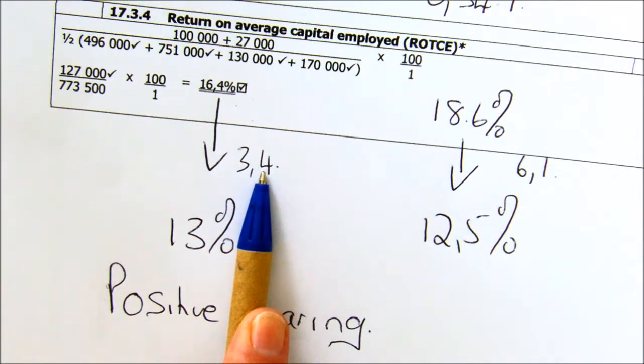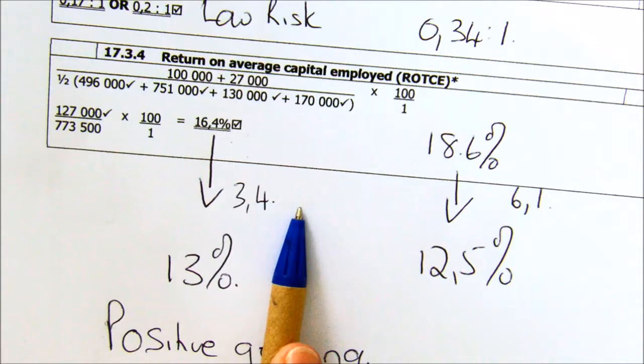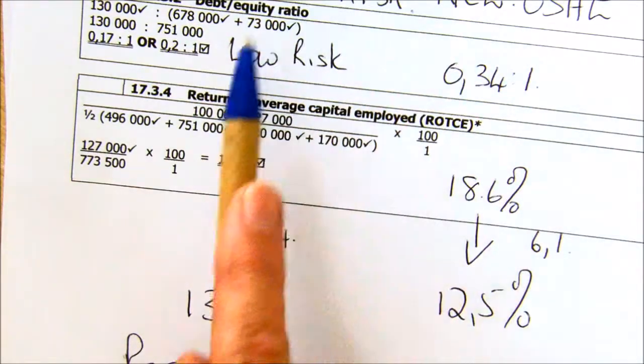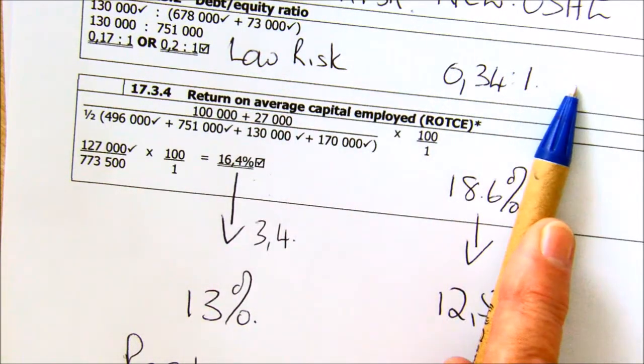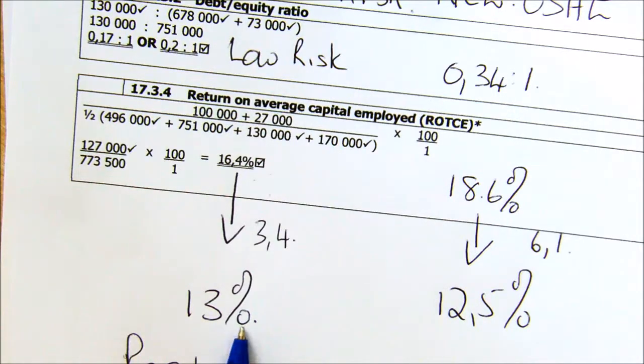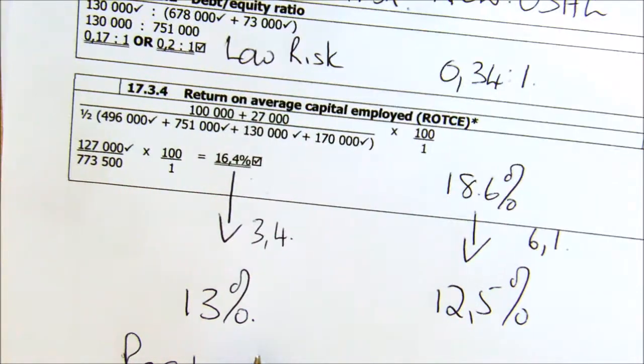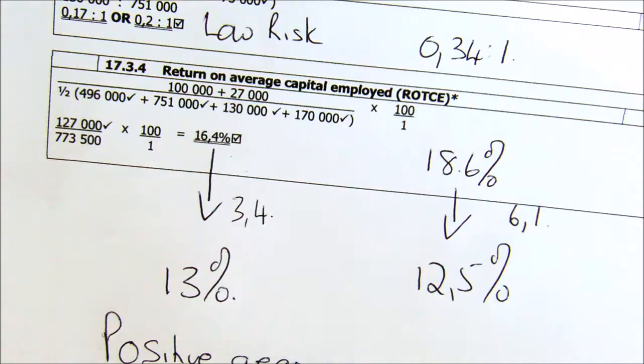So overall, was it a good idea? Based on these figures, no, it was not. Reducing the risk was not a problem. You were also a low risk, but you are now making a lot less return, and so therefore it was not a good idea.